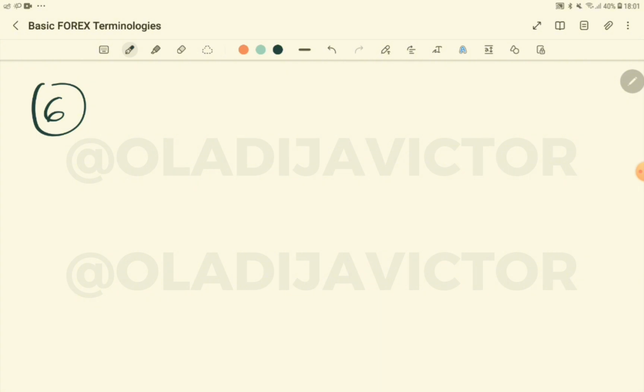The 6th concept, margin. The margin is the amount of money that you must deposit with your broker in order to open a position.